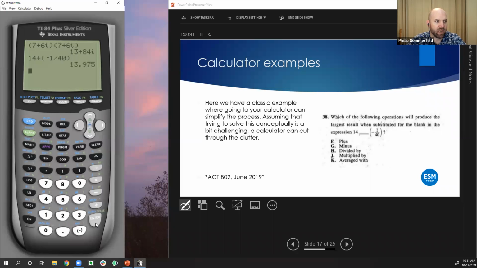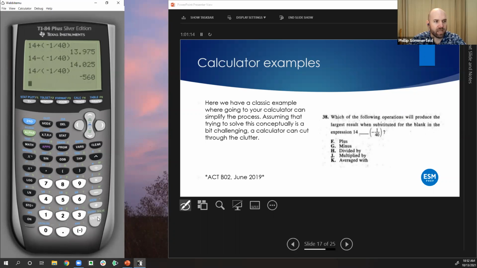Okay, 13.975, and then just leave that there, right? Don't do anything with it. Just go to the next one. 14 minus negative 1 over, oops. You can see how this is a little clunky, so I apologize. It'll be faster with your own calculator, right? 14.025. Okay, so we obviously know that F couldn't possibly be it because we've already bested F with the first one, right? 14 divided by negative 1 over 40.